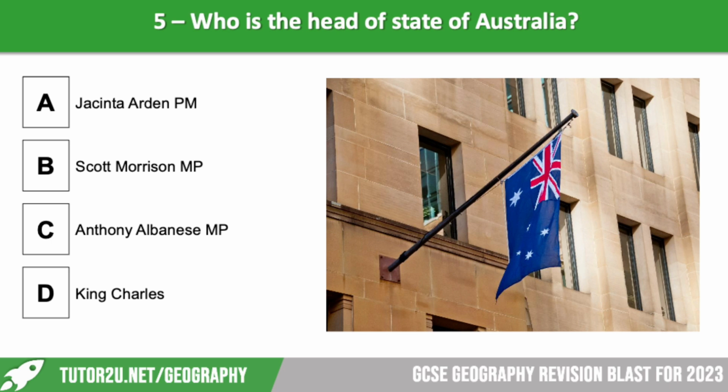Right, moving on to number 5. Who is the head of state in Australia? Is it Jacinta Ardern, PM, Scott Morrison, MP, Anthony Albanese, MP, or is it King Charles? Okay, let's reveal. It is King Charles, so it is part of the UK realm. Although there is quite a lot of movement in Australia at the moment to become a republic and not be part of the British monarchy.